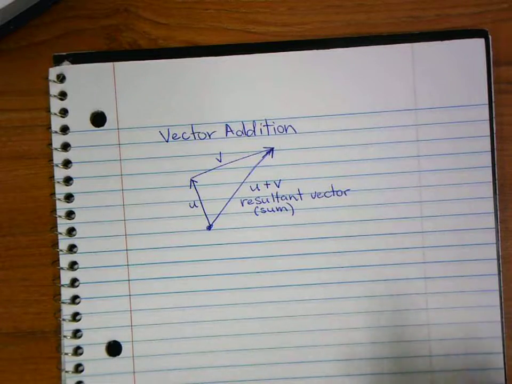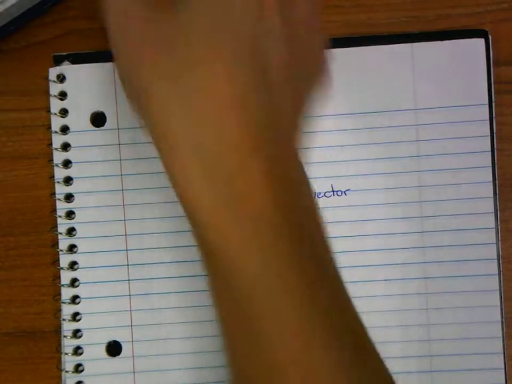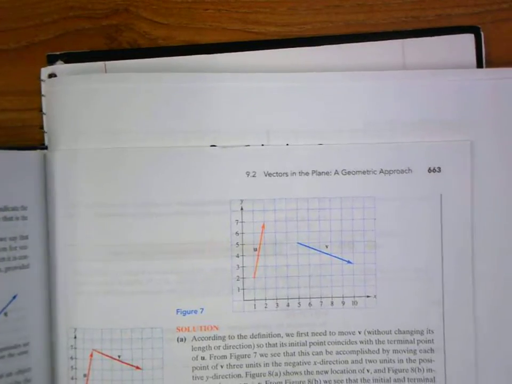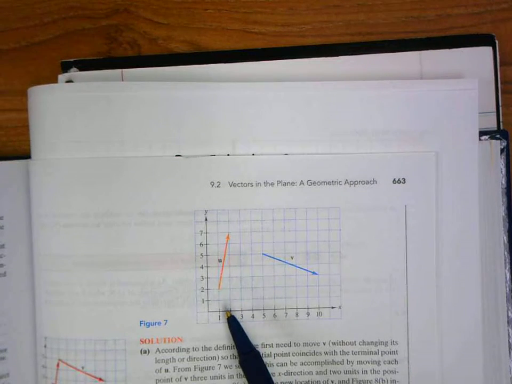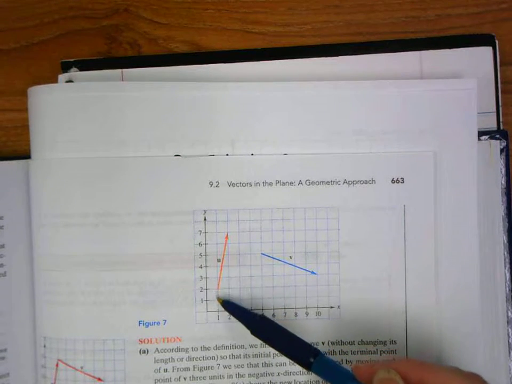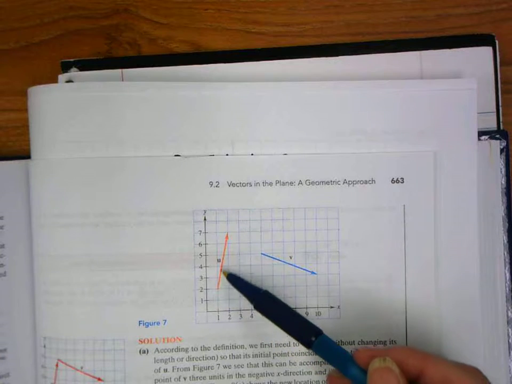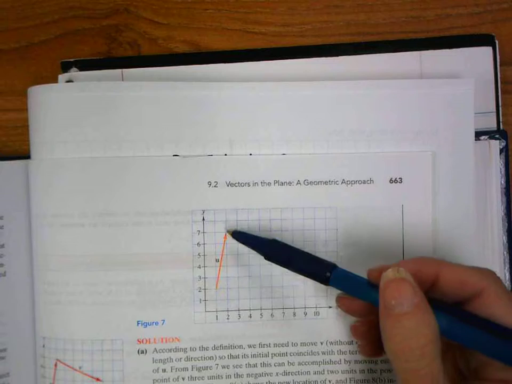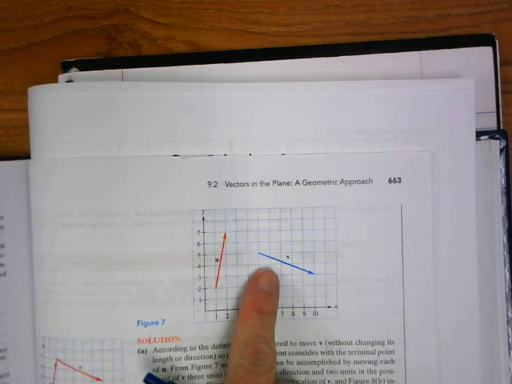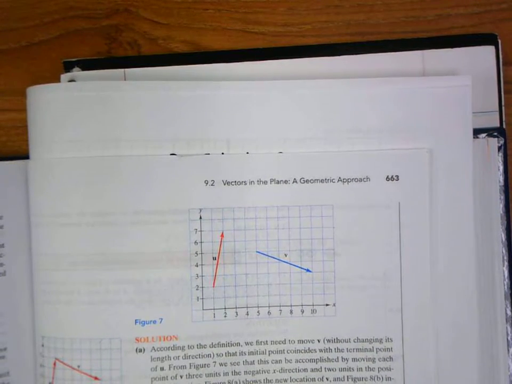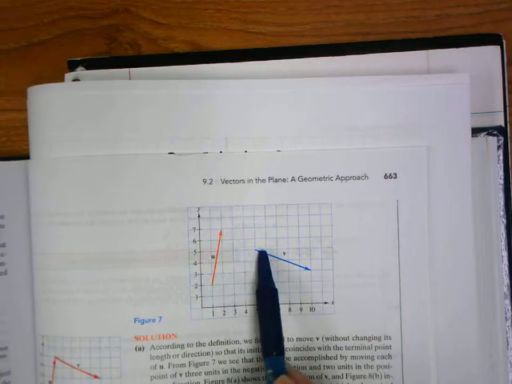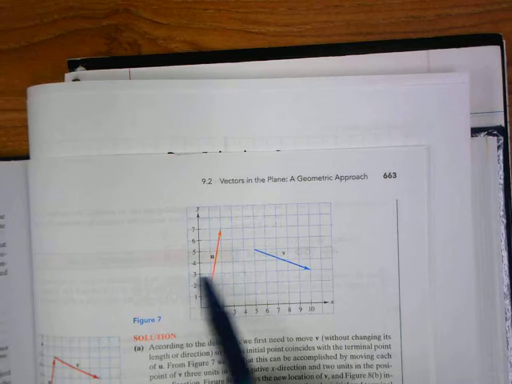So for example, let me give you a picture here. In this picture we have a vector u with an initial point at (1, 2). Its terminal point then is at (2, 7). And we want to add it to this vector v, given right here, whose initial point is at (5, 5), and its terminal point is at (10, 3).